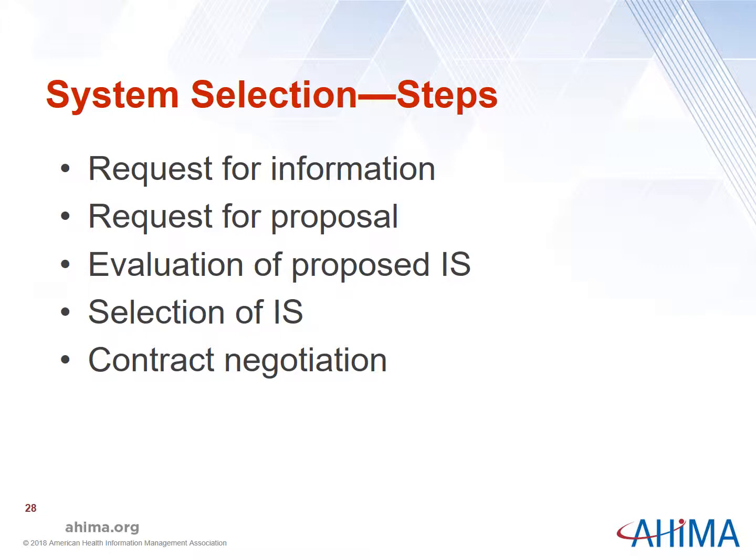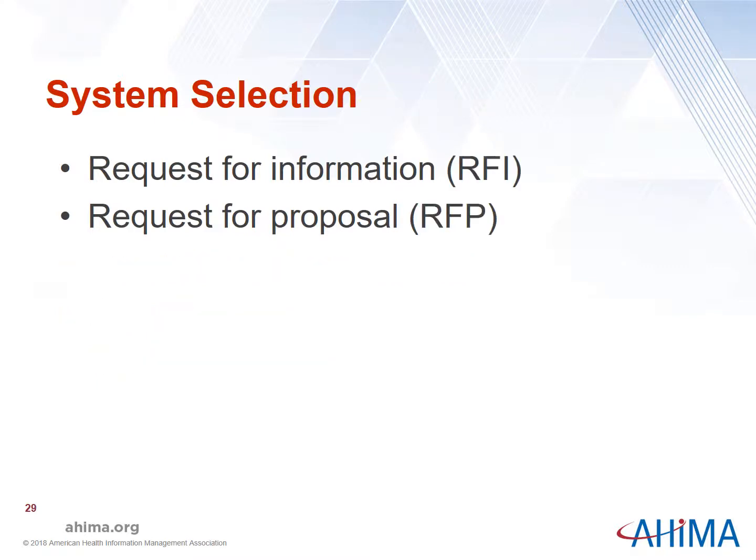Selection. There are a number of steps in the system selection process: request for information and proposal, evaluation, selection of an information system, and contract negotiation. A request for information, or RFI, is a formal document requesting basic information about the product and how the IS would meet the requirements outlined in the RFI. The RFI can be used to select minor systems, or the information gathered in the RFI could be used to determine who will receive the more rigorous request for proposal, or RFP. The RFP is a much more detailed document than the RFI.